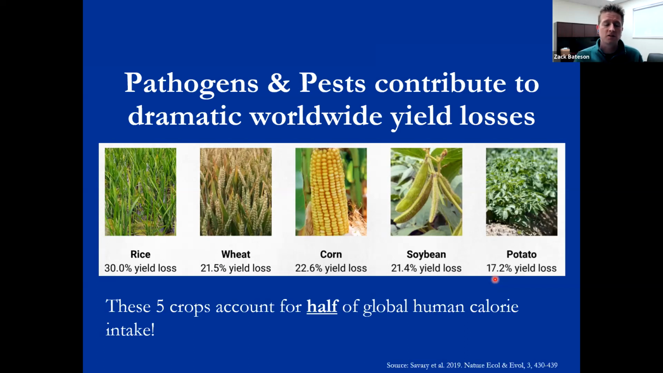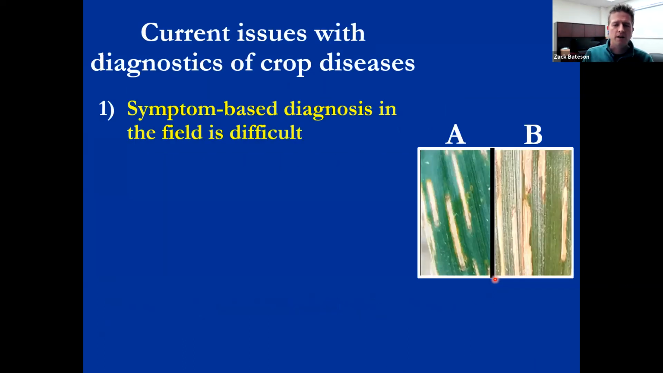But what's concerning is that there's a lot of yield loss because of pests and pathogens. And so one of the important first steps in solving these issues is diagnosing when you have a problem, when you have a crop disease. Some of the trouble is that symptom-based diagnostics in the field is difficult and can cost growers money. For example, take these 2 corn pictures here, A and B. You'll notice that there's these streaky lesions found in both of these pictures. One is caused by a fungal pathogen. The other is a bacterial pathogen.